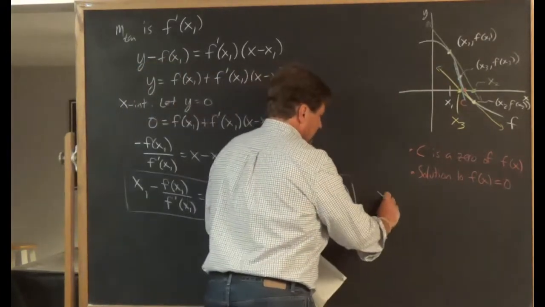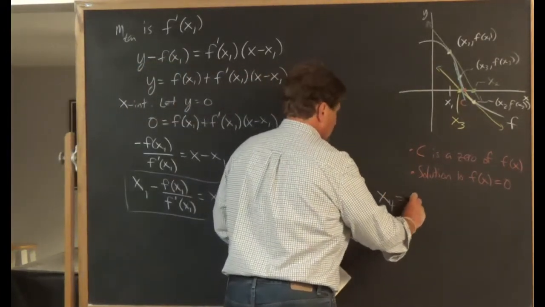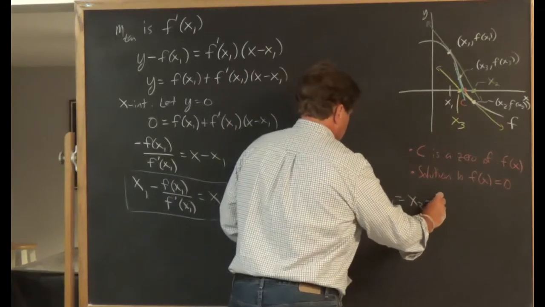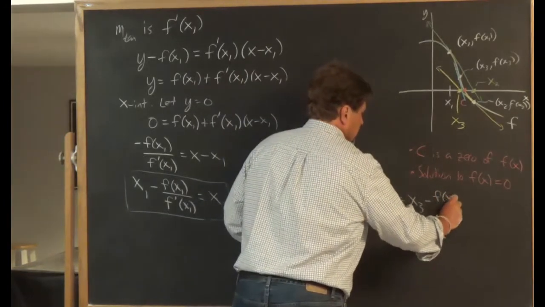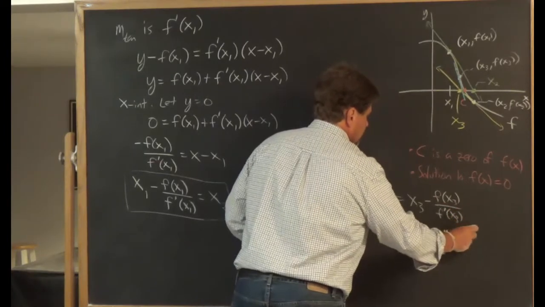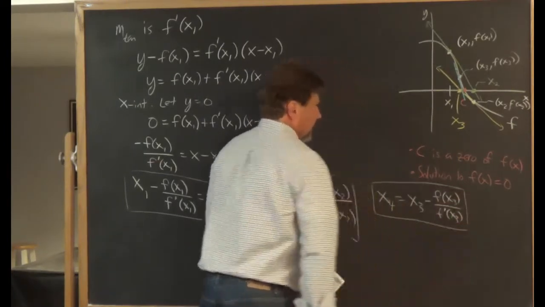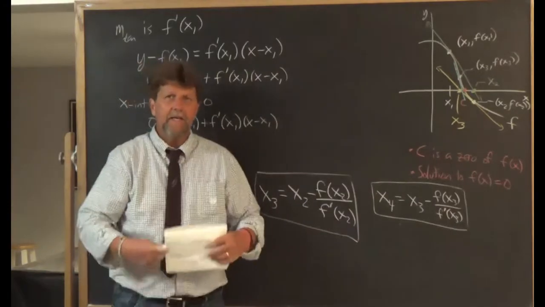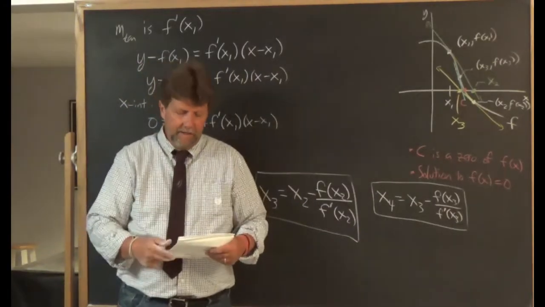you would get x sub 4 equals x sub 3 minus f of x sub 3 all over f prime of x sub 3. Then you would repeat the process, etc., etc., etc.